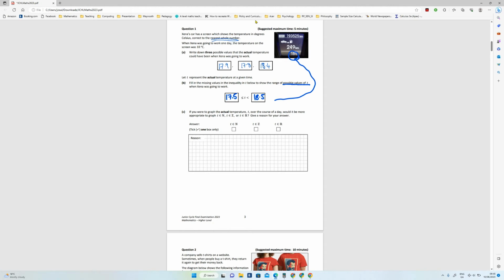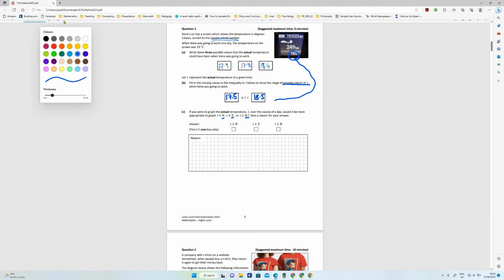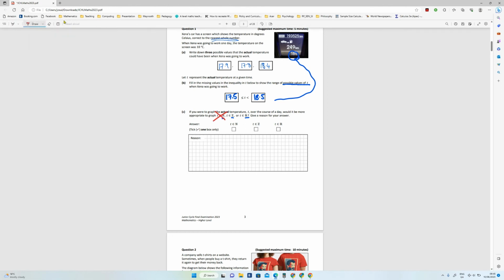Okay, if you were to graph the actual temperature T over the course of a day, would it be more appropriate to graph T as an element of the natural numbers, as an element of the integers, or as an element of the real numbers? Well, if it's any day at any time of the year, of course, the value could be negative also. So that would immediately discount the natural numbers. It would be okay for integers, but they've asked you for the actual temperature. So the actual temperature means you need to say, if it was like 4.2, you need to literally call out 4.2 in the graph. So integers won't work there either. So real numbers will work because they can be negative and they will give you the accuracy that you need.